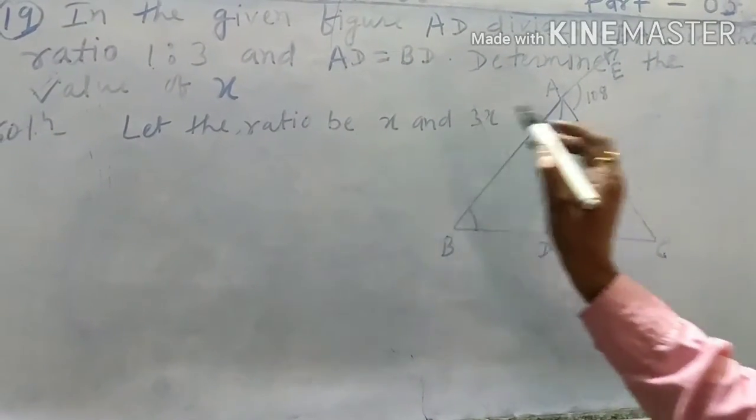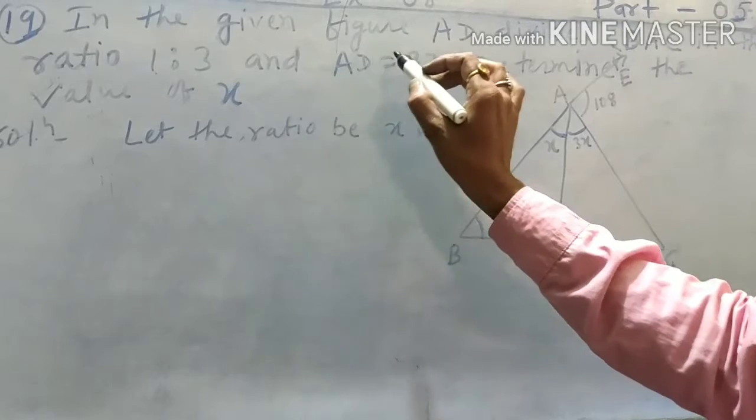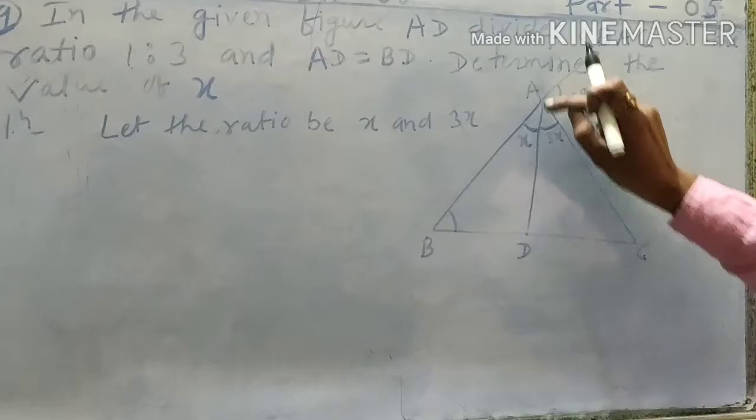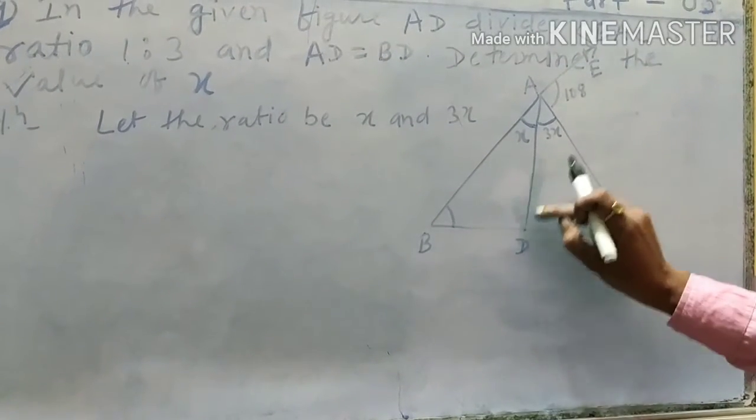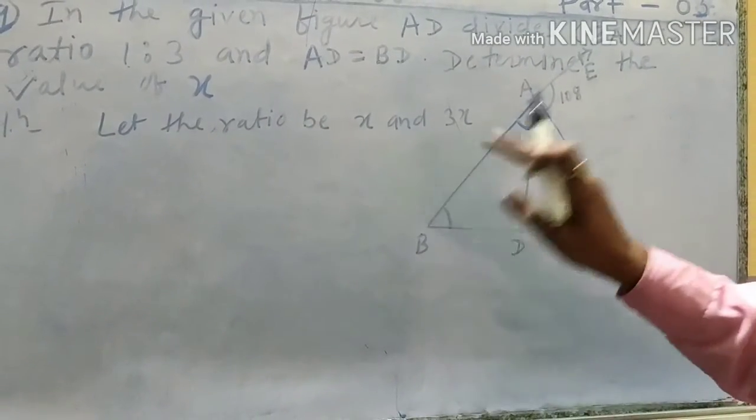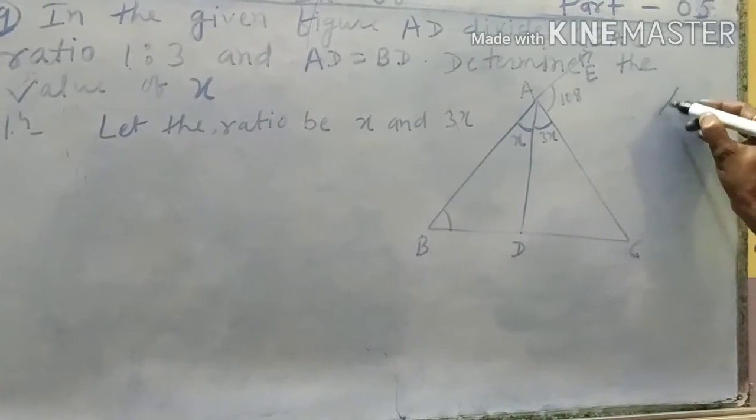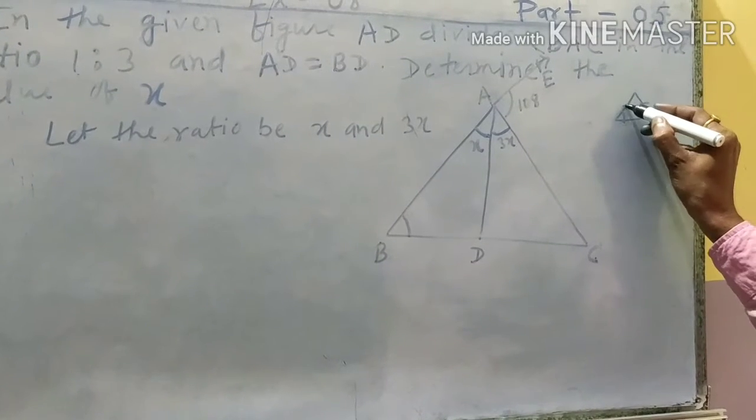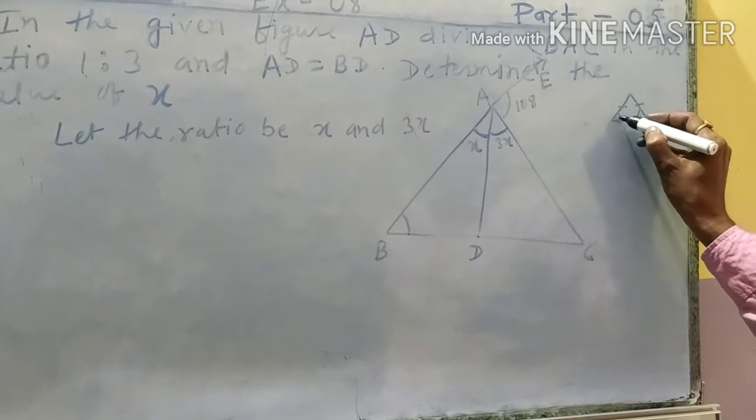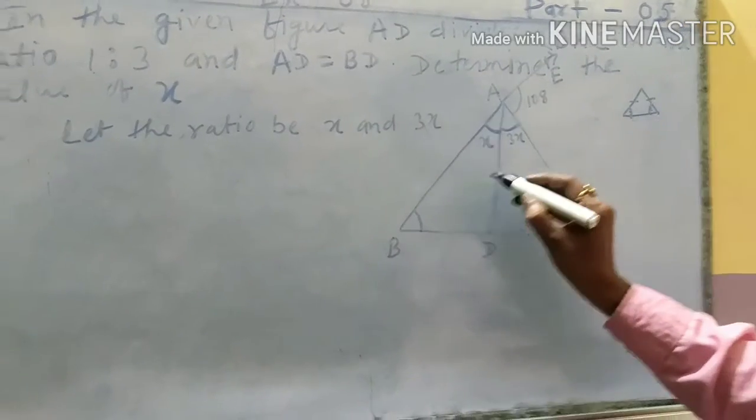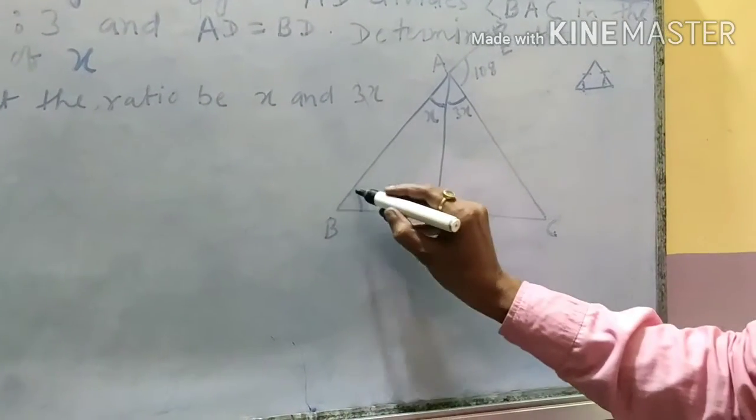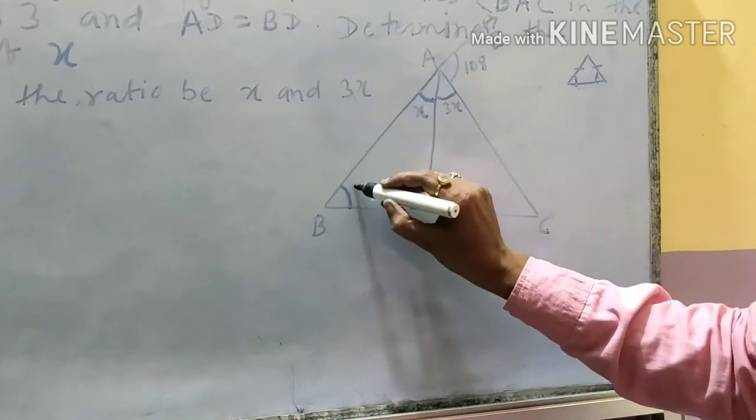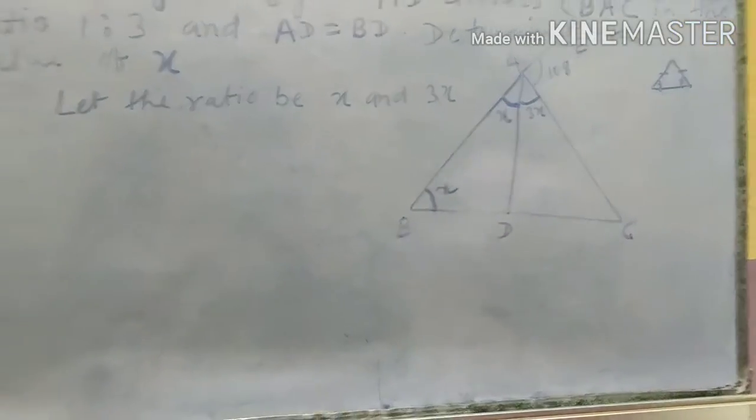Let the ratio be x and 3x, and AD is equal to BD. So student, if two sides are equal, then the opposite angles are also equal. In an isosceles triangle, if two sides are equal, then the angles opposite to those sides are also equal. So this side is equal to this side, so we can say this angle is equal to this angle. That means this angle is x, so this angle is also x.